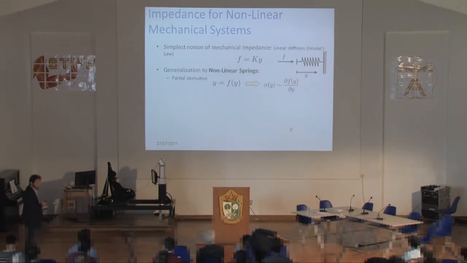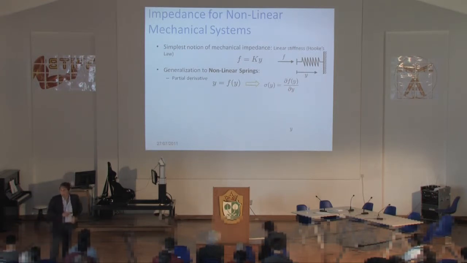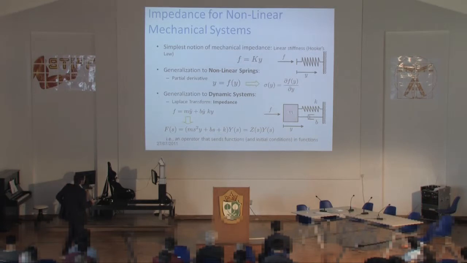Okay, so how do you generalize to nonlinear springs? Well, this is still easy. You have a nonlinear function of the displacement, and you take the partial derivative. This is local, it is changing with the position, but anyway, this is what everybody would take. Then you take a step forward and generalize to dynamic systems. Then you basically have a differential equation, still linear; a plus is missing here.